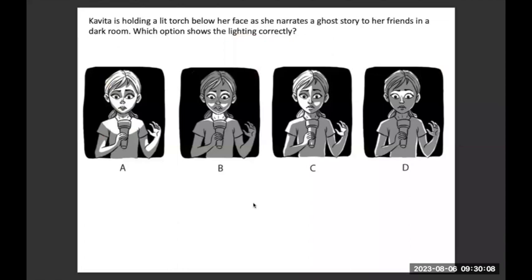Here, you're given a condition, you're given a position. Basically, how this lady is holding a torch. What is written is: Kavita is holding a lit torch below her face as she narrates a ghost story to her friends in a dark room. Which option shows the correct lighting position?